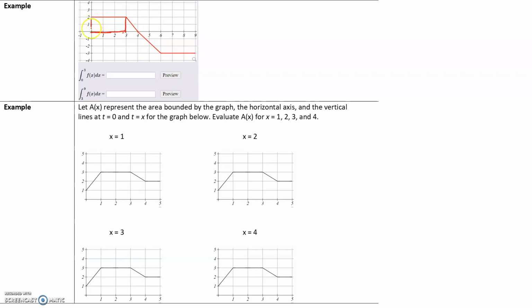So the area is just given by the number of rectangles we have. We got 1, 2, 3, 4, 5, and 6. So the area is just going to be equal to 6. Now, from 3 to 9 is going to be a little bit more difficult. So we're looking at the area from 3 to 9.